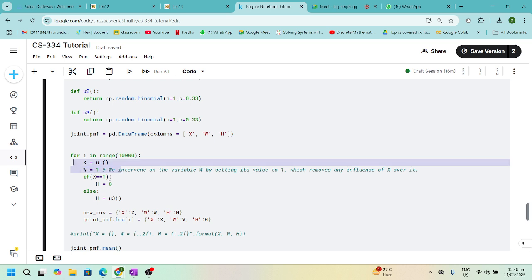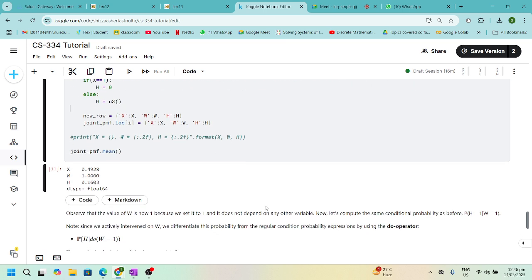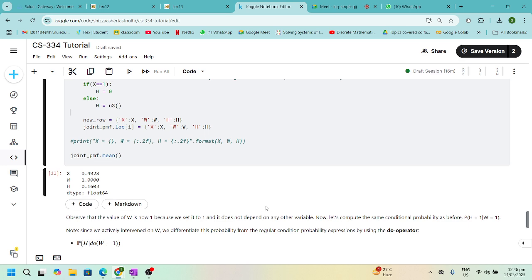Now W is equal to 1. I have intervened and I have fixed the value of W to 1. And I have generated another data frame now. अब उस data frame में when I look at the different probabilities, then the probability of X being equal to 1 is 0.49. The probability of H being 1 is, which we already computed once as well, approximately 1 by 6. But the probability of W being 1 is equal to 1 because W अब है ही 1. This is what the do operator does for you.